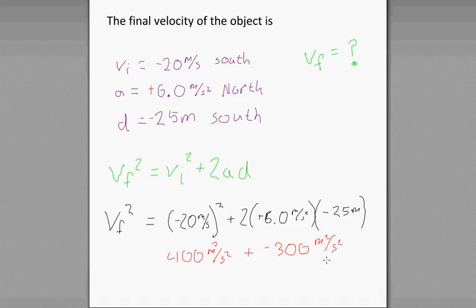Now, this should be pretty simple, guys. 400 minus 300 is going to give you 100. And we can say that these things are equal, so you have VF squared equals 100 meters squared per second squared, and then you have to take the square root of both sides. So you guys know square root of 100 is 10, square your unit. When you take the square root of both sides, you'll get VF equals 10 meters per second.